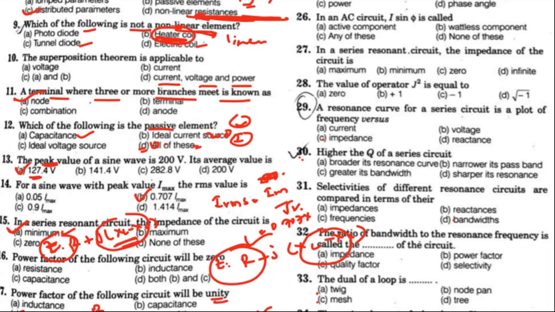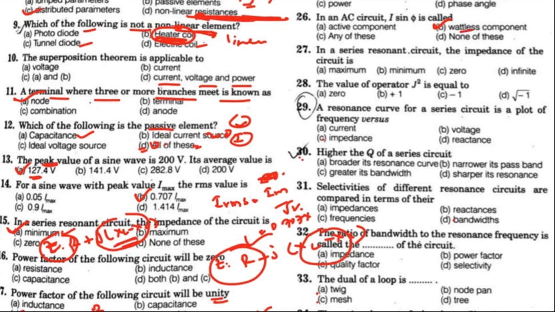Twenty-sixth question. In an AC circuit, I sin phi is called the wattless component. This is the wattless component or reactive component. I cos phi is the active component. In the same question, if they ask I cos phi is called the active component and I sin phi is the reactive component, that is the wattless component.